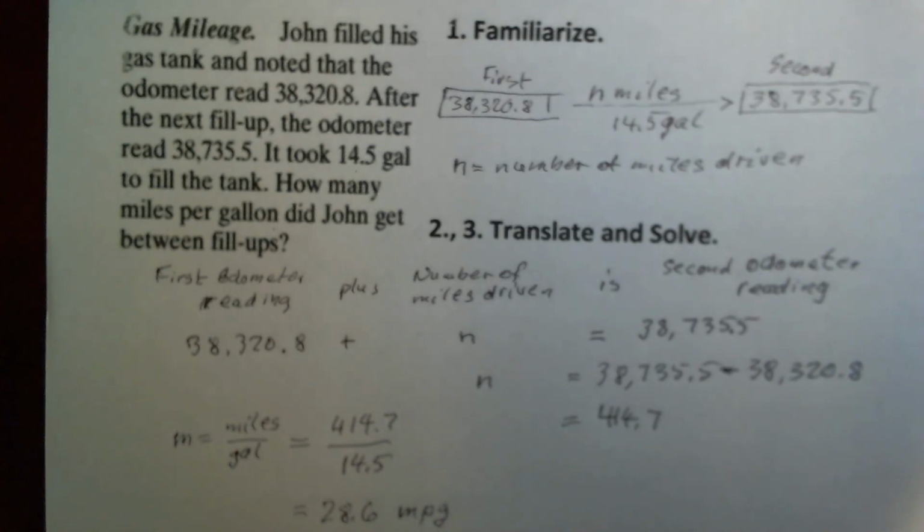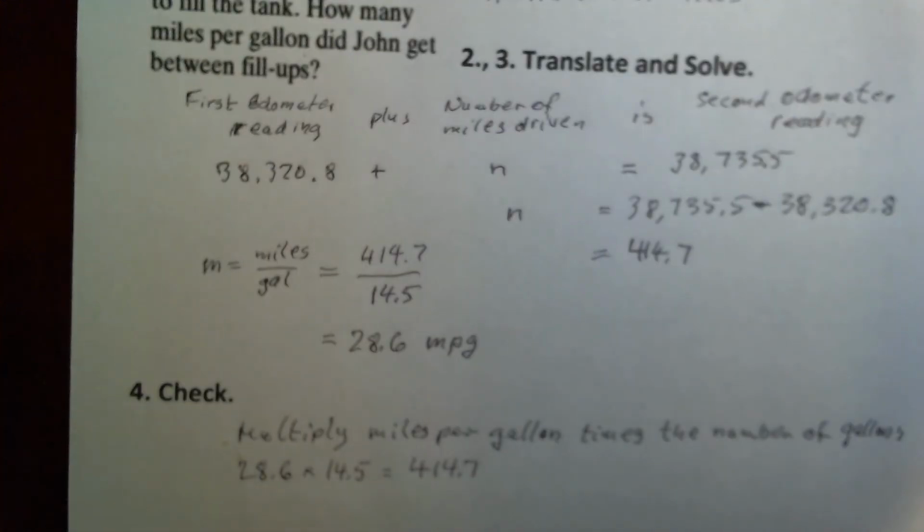To check, we multiply the number of gallons times the miles per gallon. So we're multiplying the miles per gallon times the number of gallons. 28.6 times 14.5 is equal to 414.7. That's miles driven on 14.5 gallons of gas.